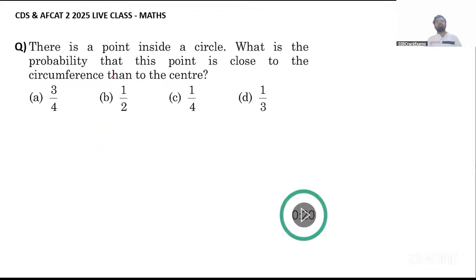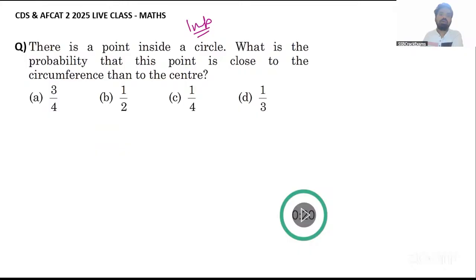Next question. There is a point inside a circle. This is an important question, let me know, and you need to understand it very carefully. There is a point inside a circle. What is the probability that this point is closer to the circumference than to the center?